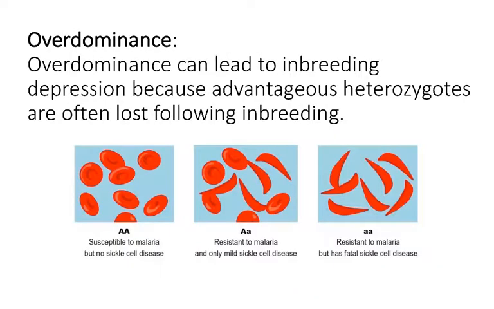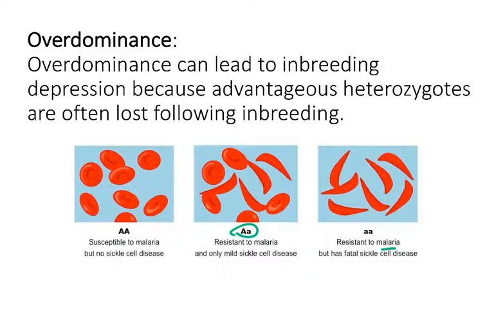Another mechanism that can lead to inbreeding depression is what's called overdominance. Overdominance can lead to inbreeding depression because you have these advantageous, beneficial heterozygotes that are lost following inbreeding. Again, the overall result of inbreeding is an increase in recessive homozygotes. The classic example of heterozygote advantage and overdominance is sickle cell anemia, where if you are a heterozygote, you are resistant to malaria. If you have two copies of that recessive allele, you actually have sickle cell disease.